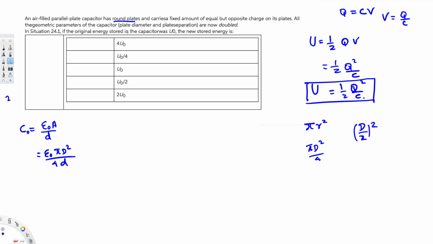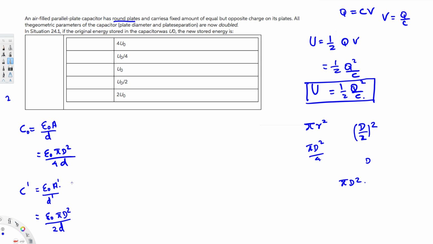And when we double the diameter and the plate separation, let's see now what capacitance we get. We are going to use the same equation: C prime is equal to epsilon naught A prime over D prime. Here the new distance is doubled, and the diameter is also doubled. Before we had d by 2, and now if you double this, that's going to be just d. So the new area is going to be just pi d squared. We can plug that in right here. This is going to be epsilon naught times pi d squared divided by the new distance, which is doubled, so just 2d. So this is the relationship.